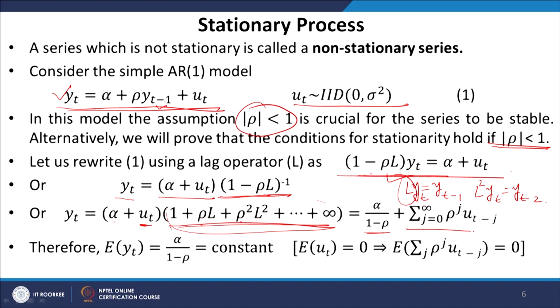So, basically we are summing over j equals 0 to infinity rho raised to the power j multiplied by u t minus j. Therefore, considering the expected value of y t, that becomes alpha divided by 1 minus rho, and this is a constant. You can see that this is independent of time, because the expected value of u t is equal to 0. u t is an IID process with 0 mean, and therefore the expected value of rho raised to the power j u t minus j will also be equal to 0.